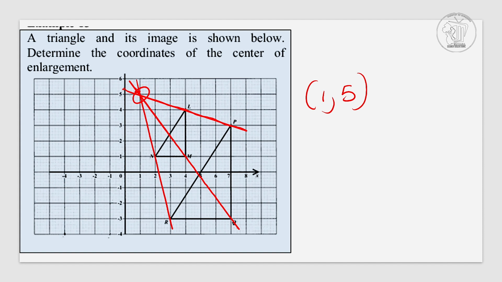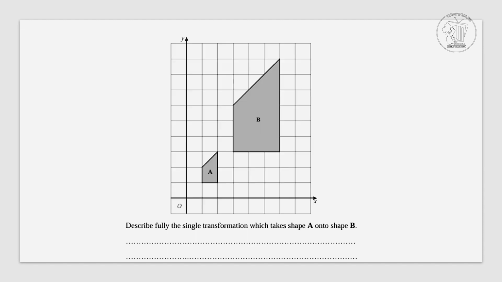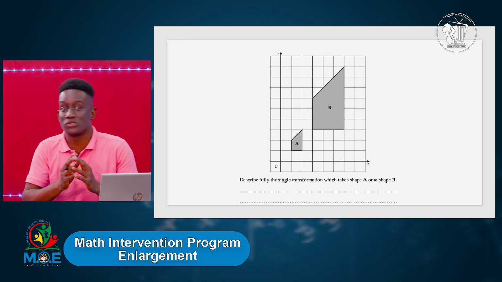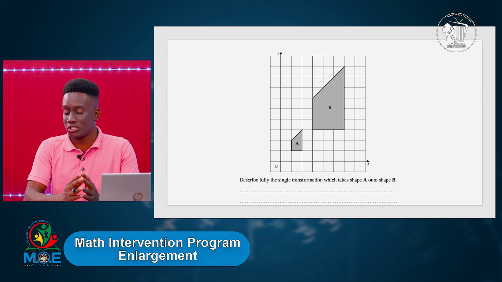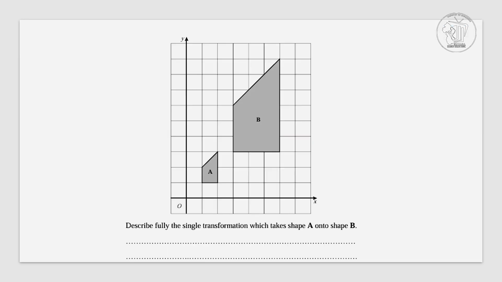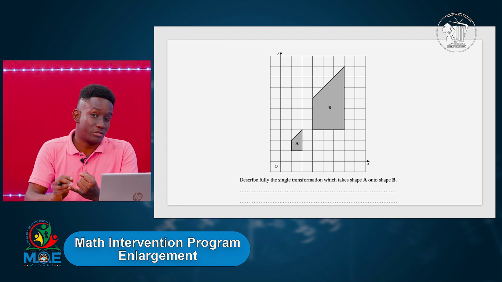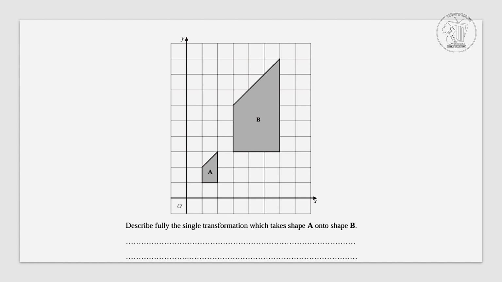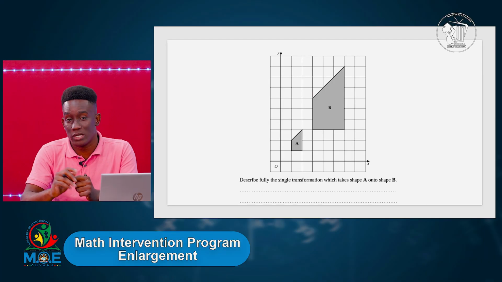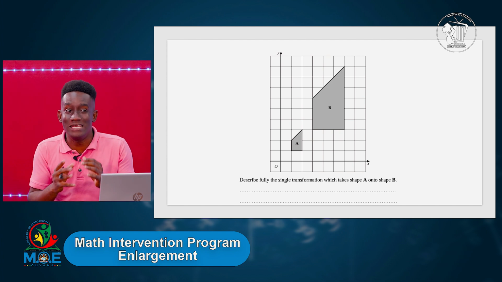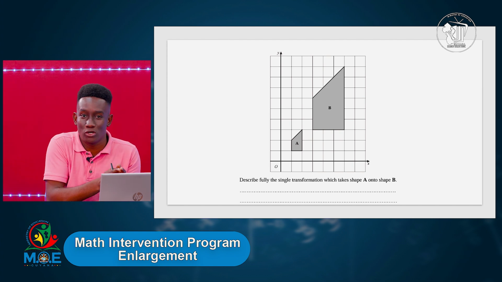So let's head into another example. The other example says, describe the single transformation which takes shape A onto shape B. This is where CXC will ask you questions like these. It will ask you to describe the transformation that happens. Whenever you're describing a transformation, there are some key things you must include. You must include the type of transformation that happens, whether it's an enlargement, a rotation, a reflection, or a translation. That is one. Then, based on the type of transformation, you will state the key things that take a shape from the object to the image.